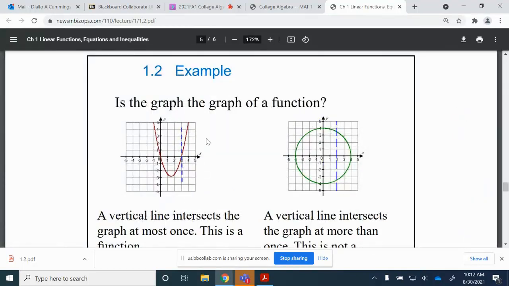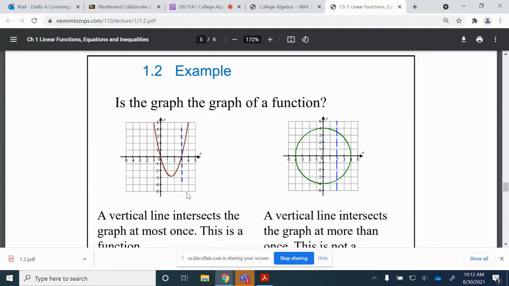All right, we have a parabola, a U-shaped graph, and we also have a circle. We have to determine if these graphs are the graphs of functions. So let's take a look at the red graph first. In order to determine if it's a function, you would simply draw a vertical line. This dashed line is the vertical line that was chosen to be drawn.